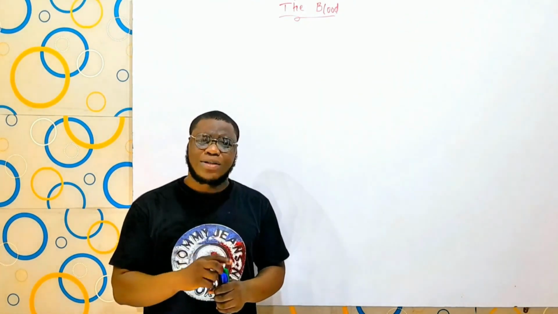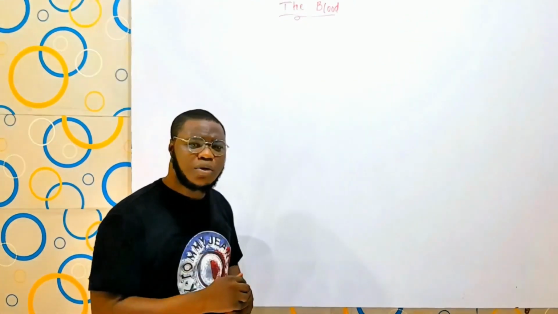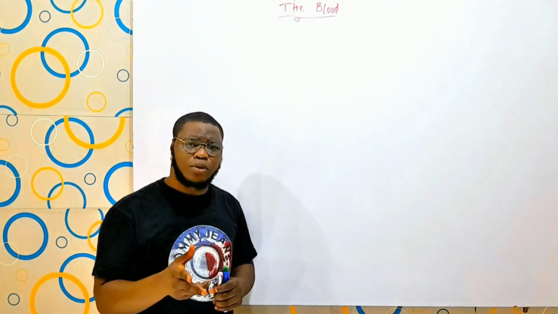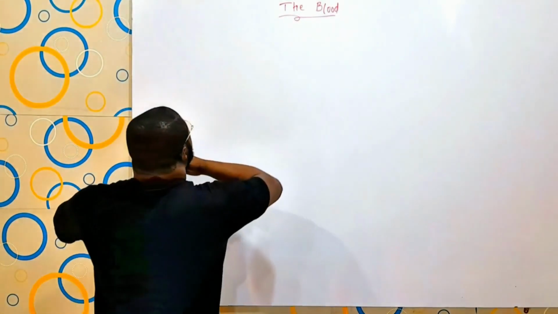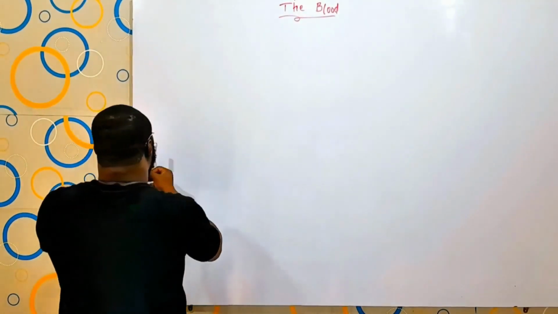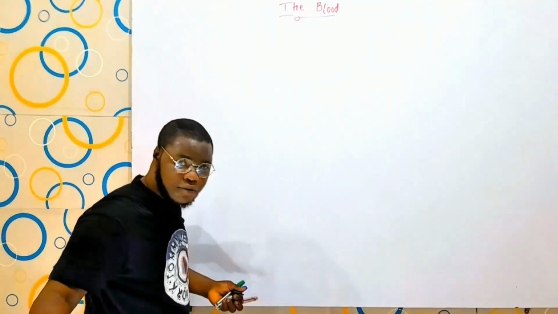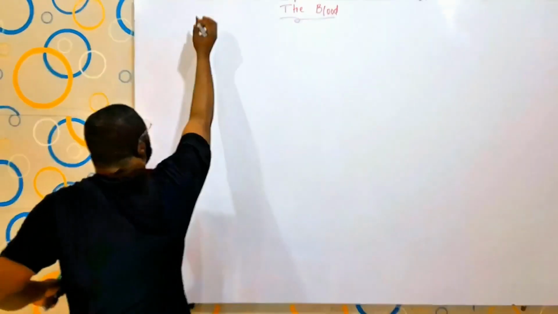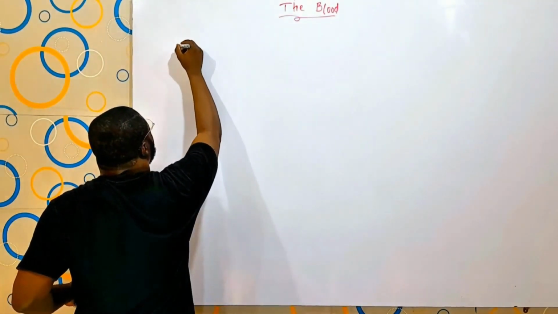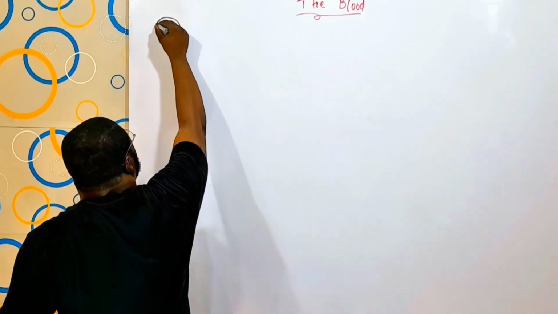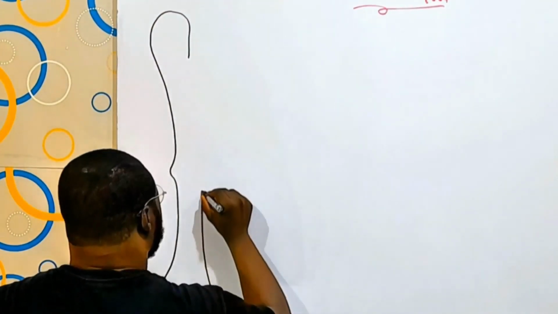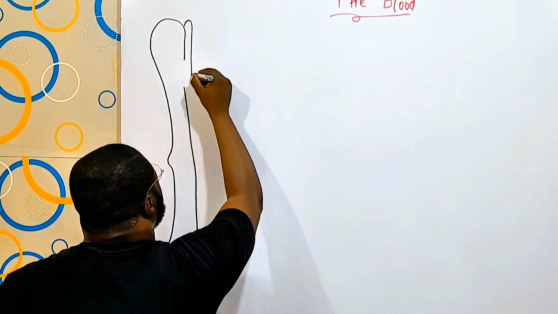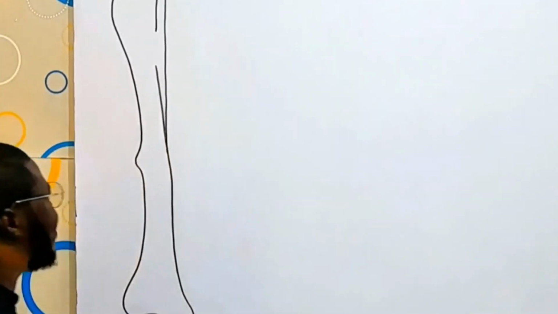To answer that question, let's take a look at one structure of the human body, and that is the bone. Let's take the humerus, for example, although we do not have to draw the real diagram of the humerus, just the bone. Now, we have a bone right here. This is a typical long bone in the human body.